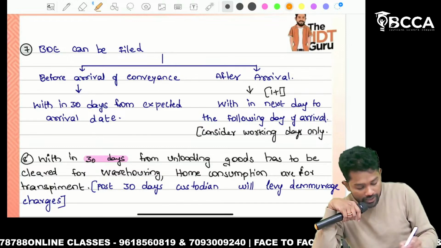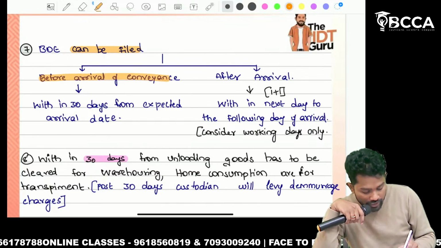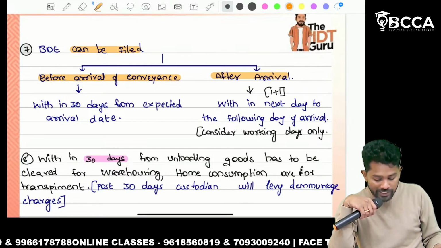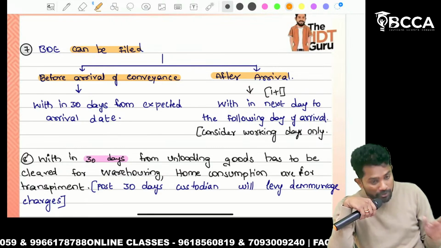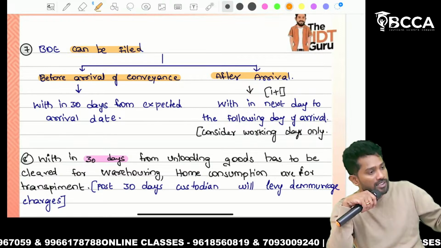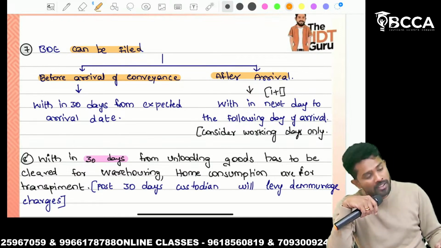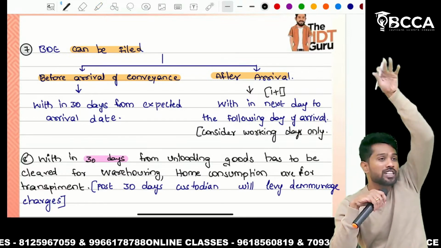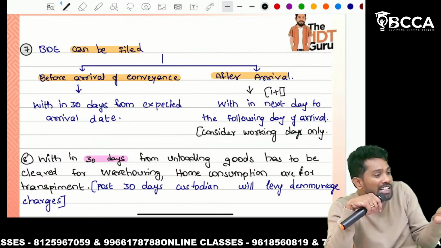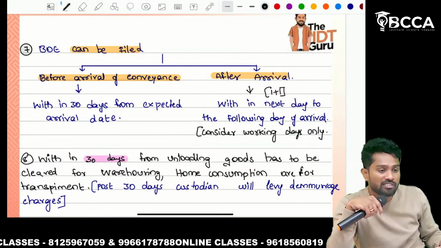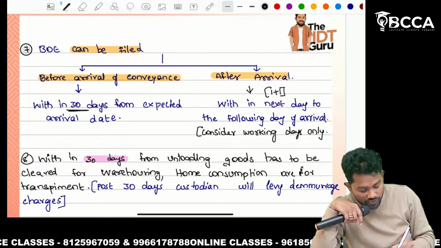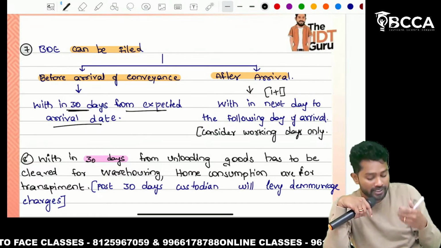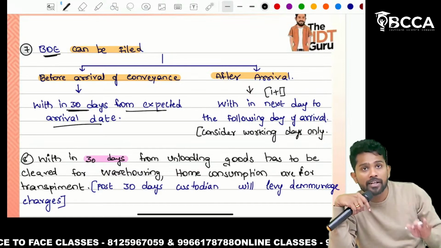Bill of entry can be filed before arrival of the conveyance, and it can also be filed after arrival. Usually you file before the conveyance comes, but you have time; even after arrival you could file. Before arrival, you cannot file two or three years before. You can file only within 30 days before the expected arrival of the vessel or aircraft, not beyond 30 days.